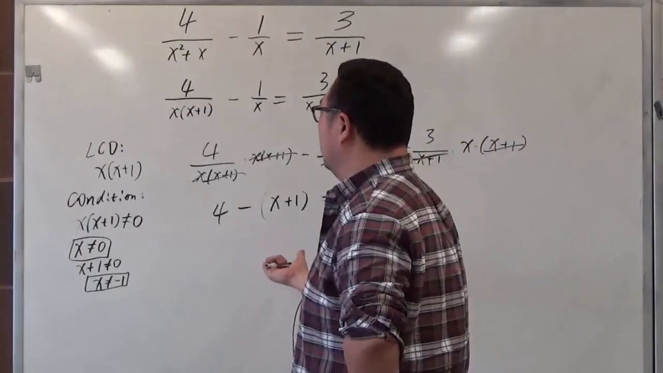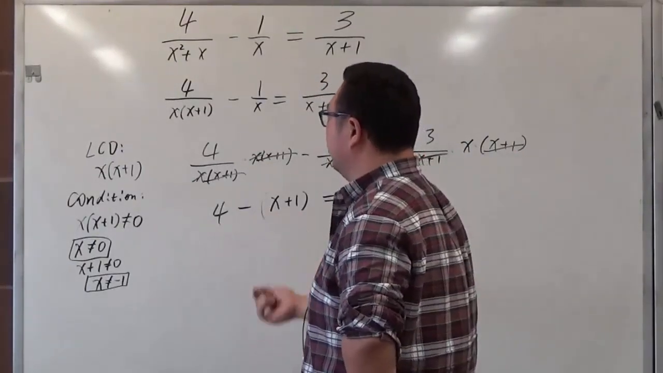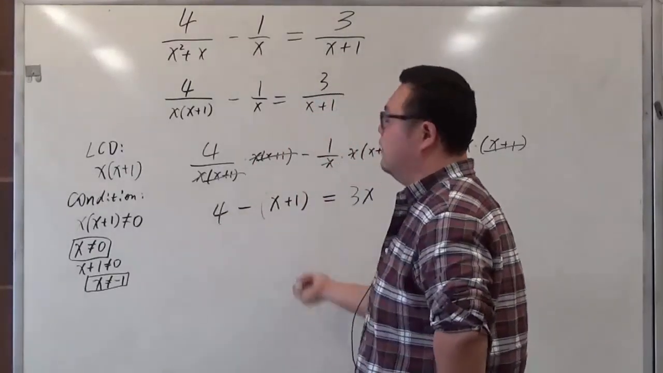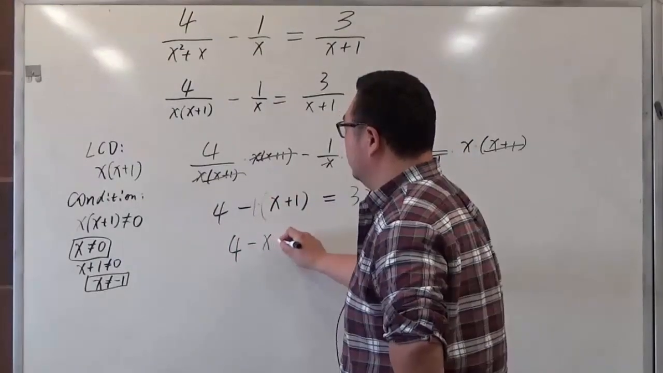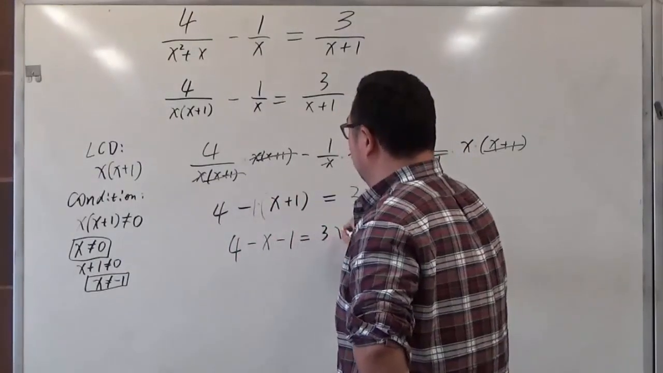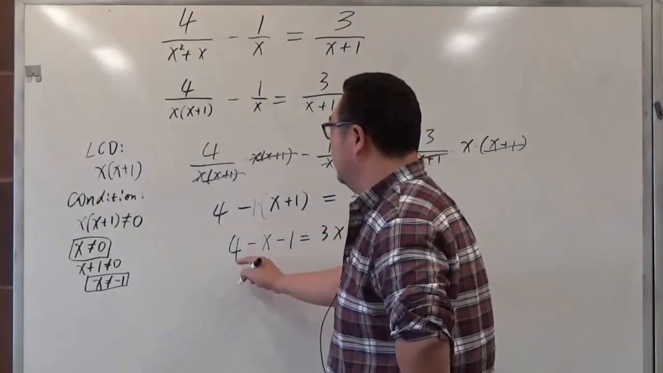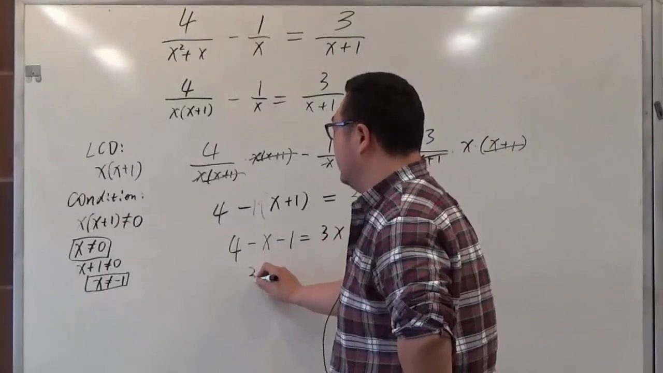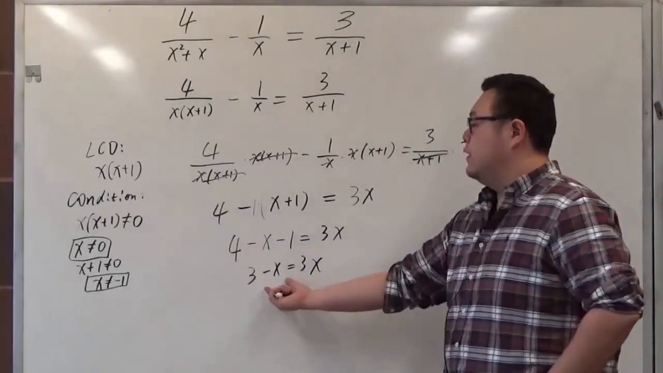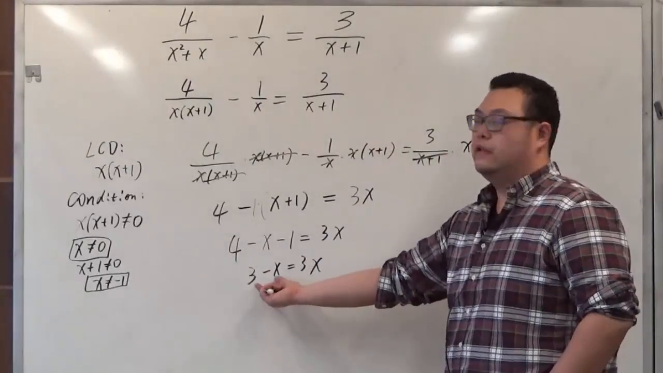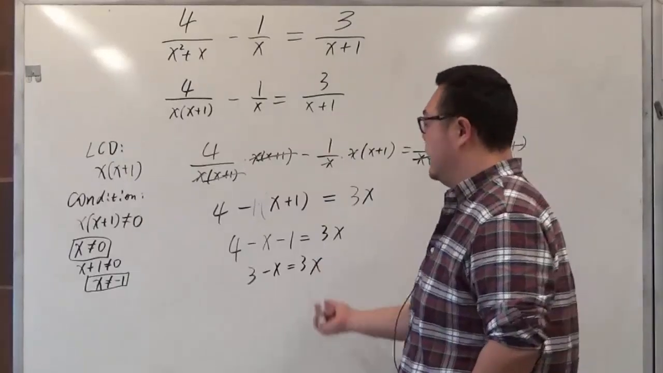Now we are able to solve for x. On the left side, we have 4 minus x plus 1, with an invisible 1 there. We just distribute it. On the right side, there's nothing else we can do, so we just leave it there. On the left, we're able to simplify 4 minus 1. On the left side, the coefficient of x is -1. On the right, the coefficient of x is 3, which is the bigger number.